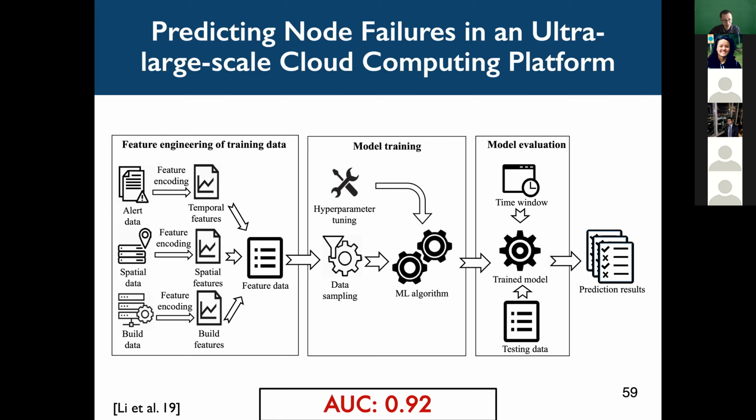If we can do this, then operators can take some mitigation actions. For example, they can migrate the services on this machine to another machine, right? So this is incident prediction. This is an application. Okay.